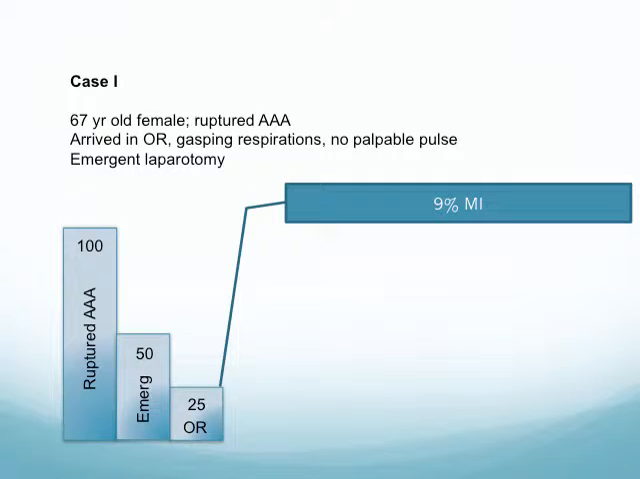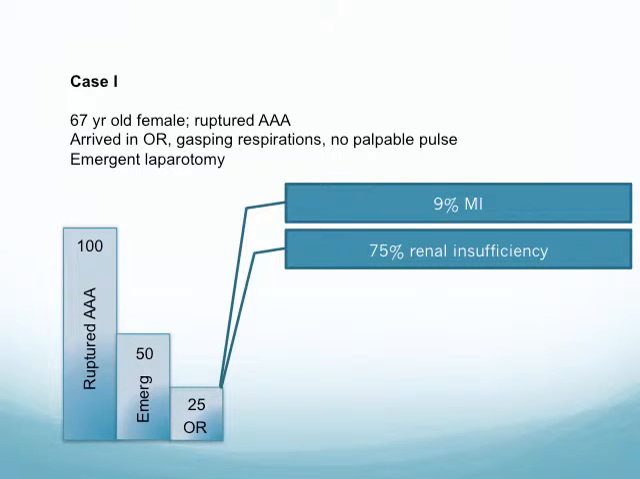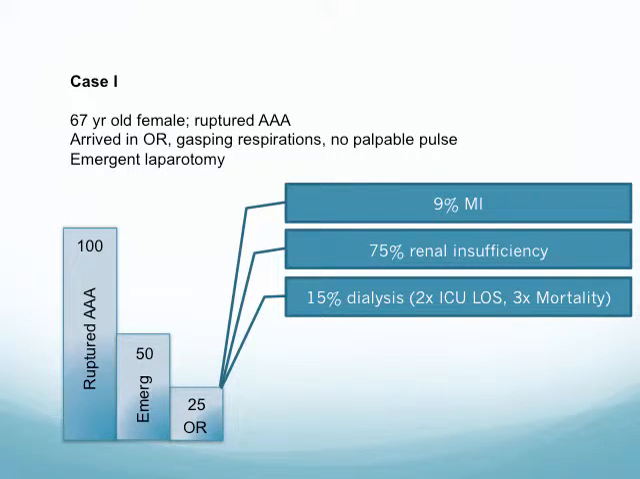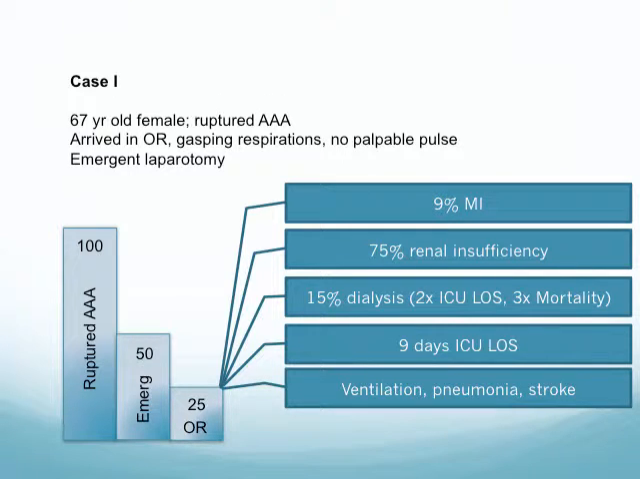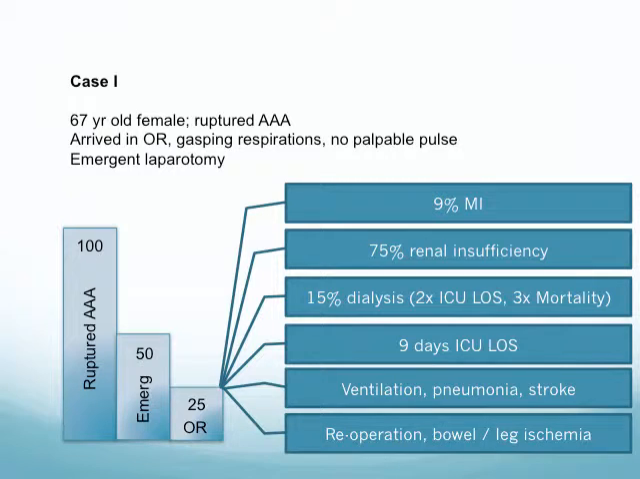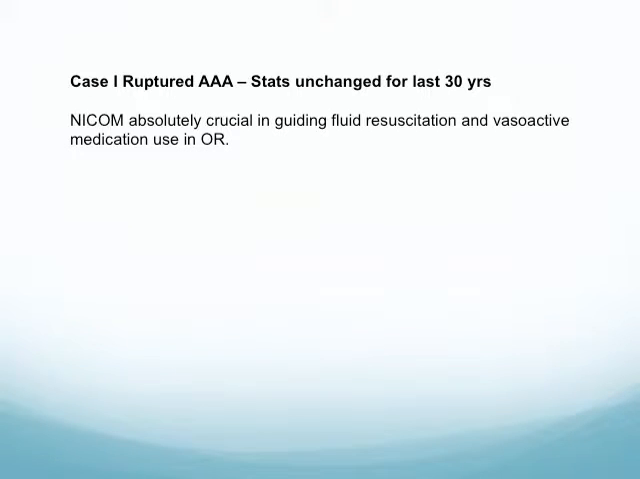Of the 25 who make it to the OR, 9% will have an MI, 75% will develop renal insufficiency post-op, and 15% will require dialysis, which is associated with a doubling of the length of stay in the ICU and a threefold increase in mortality. The average length of stay in the ICU is 9 days. Prolonged ventilation, pneumonia, and stroke are common associated complications, and the patient may require a repeat operation for bleeding or inadequate perfusion of the bowel or leg. The stats for repair of ruptured abdominal aortic aneurysms have remained unchanged for the last 30 years.